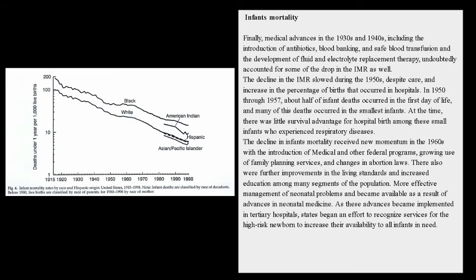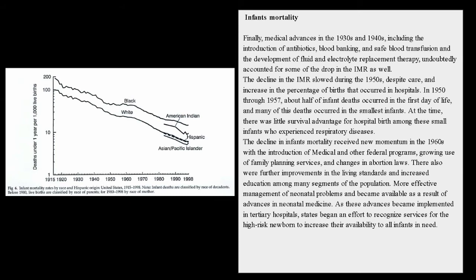Finally, medical advances in the 1930s and 1940s, including the introduction of antibiotics, blood banking, and safe blood transfusion, and the development of fluid and electrolyte replacement therapy, undoubtedly accounted for some of the drop in the IMR as well. The decline in the IMR slowed during the 1950s, despite increased care and an increase in the percentage of births that occurred in hospitals. In 1950 through 1957, about half of infant deaths occurred in the first day of life, and many of these deaths occurred in the smallest infants. At the time, there was little survival advantage for hospital birth among these small infants who experienced respiratory diseases.